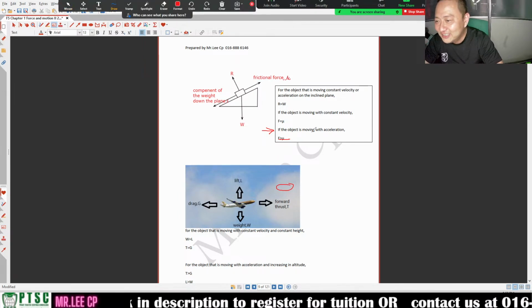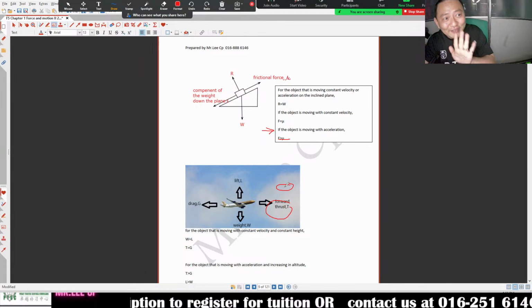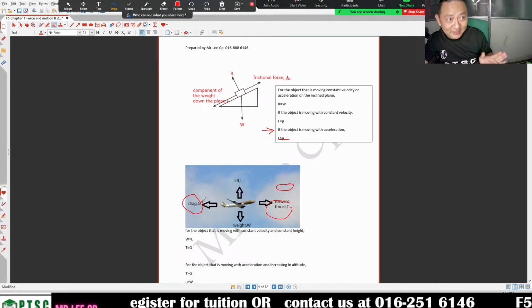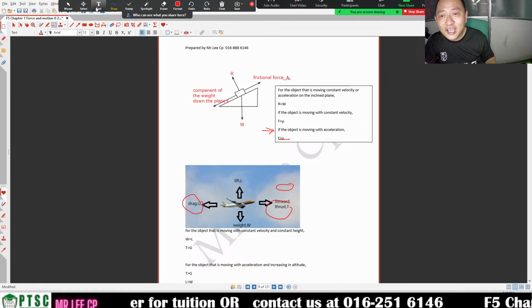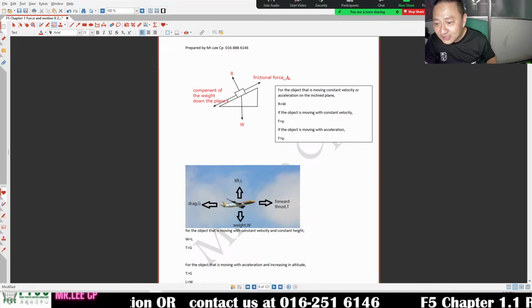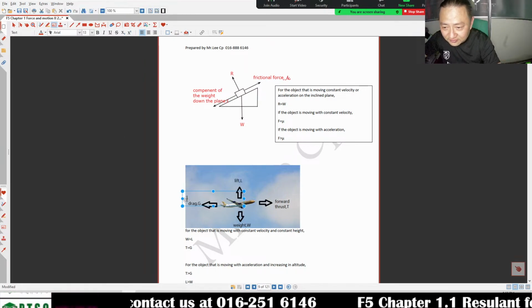Okay, yeah, this one is called thrust. This one is called thrust, forward, the engine produces one force, right? Drag, what is drag? Drag is air friction. Air friction is called drag, right? This one is air friction. I want to put in here, air friction.